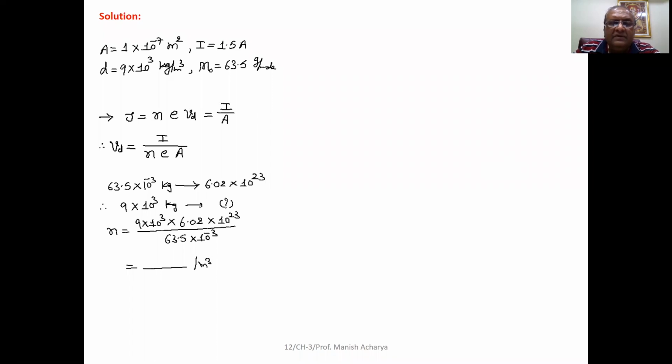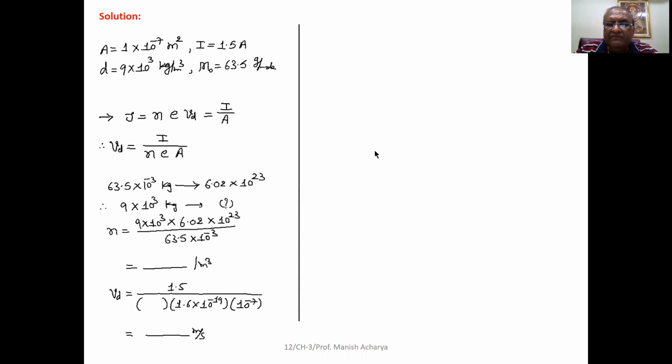Now substitute the values of I, n, e, A in this equation of vd. So I is 1.5, e is 1.6 × 10^-19 and area is 10^-7, and whatever the value of n is calculated, substitute it here and then solve. You will get vd. Okay.